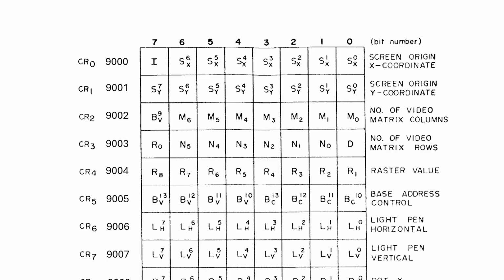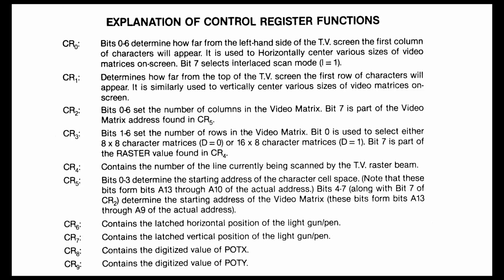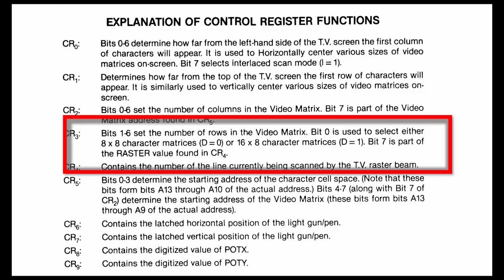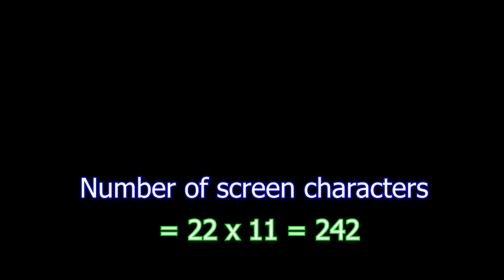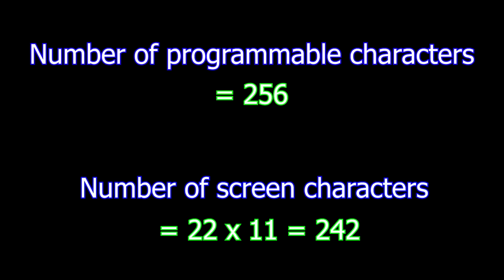Looking at 9003, we can see the bottom bit as the D value. That makes sense. This is the double-sized character bit, which means the characters are now 16 scan lines high, but still 1 byte wide. Now, here's the real secret behind games for the VIC-20. We have 22 by 11, which is 242 characters on the display, yet we still have 256 programmable characters. So each character displayed can have a unique bitmap. That's how we get bitmap graphics.